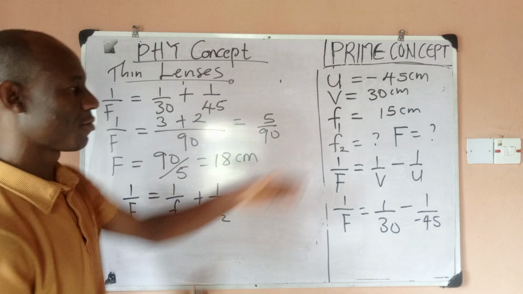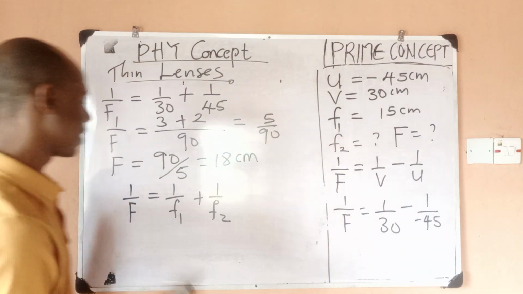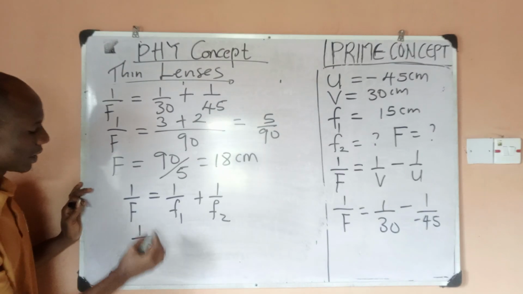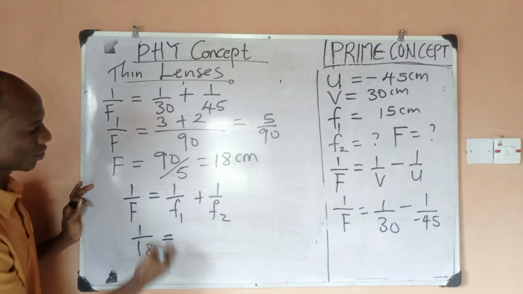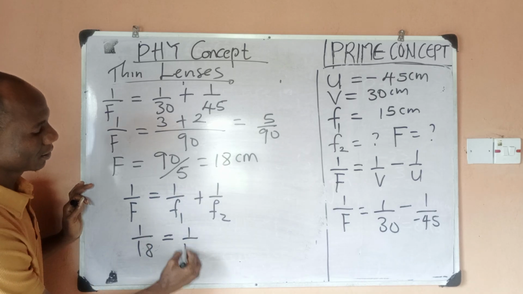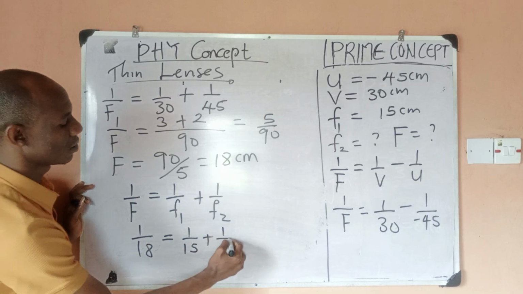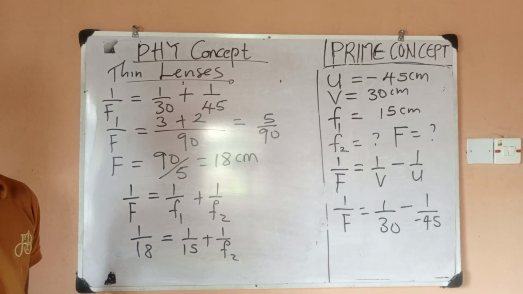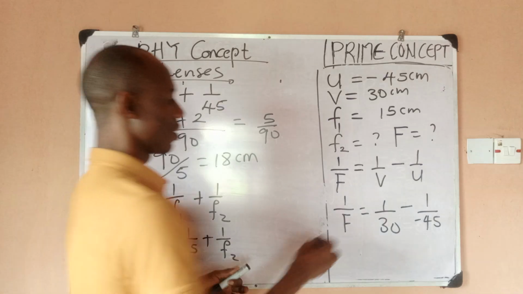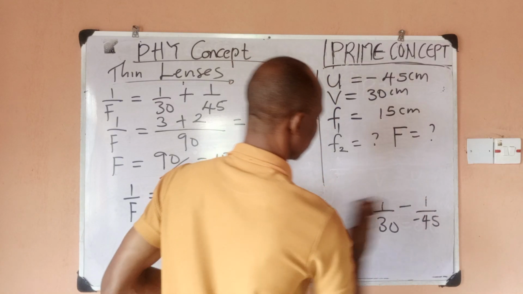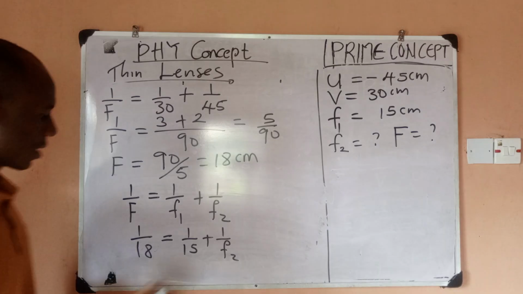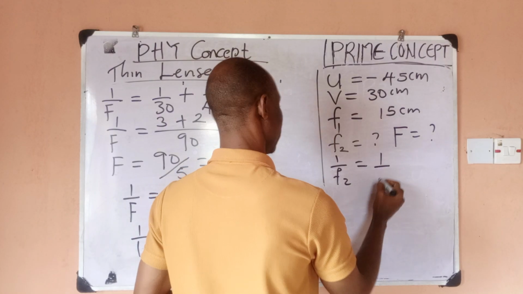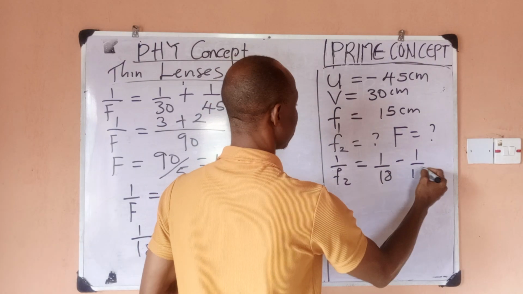We already know that f1 is positive because it's a convex lens. So I have 1 by 18 equals 1 by 15 plus 1 by f2. I don't have to attach any sign to f2 because I don't know whether it is converging or diverging, so I'll just solve that way. To make f2 the subject, 1 by f2 equals 1 by 18 minus 1 by 15.